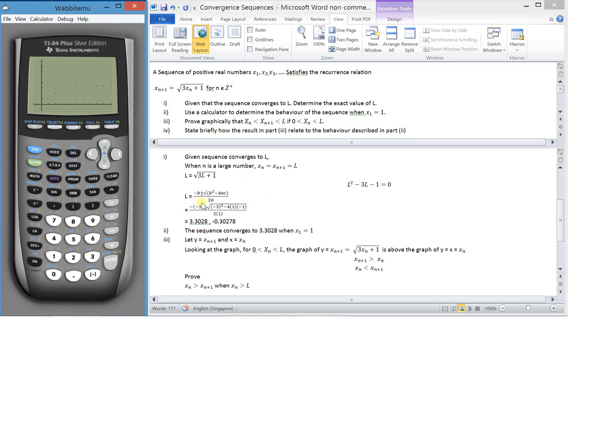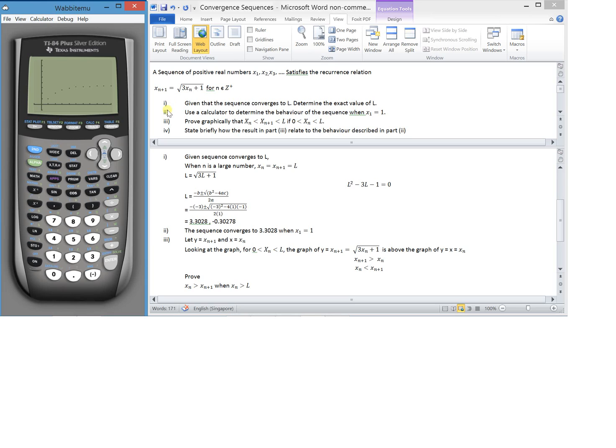So here I will get 2 values. If I key into the calculator with the plus sign, ignoring the negative sign, for my first answer, and then calculate this value, we'll get 3.3028. If we use the minus sign, ignoring the plus sign, we'll get the second value. So L has 2 values. L can take this value or that value. So we say that the sequence converges to what? These could be the 2 values of L that the sequence converges to.